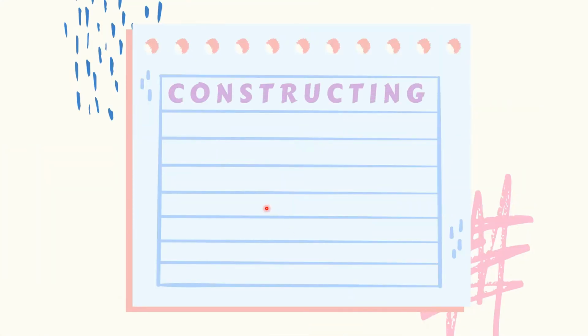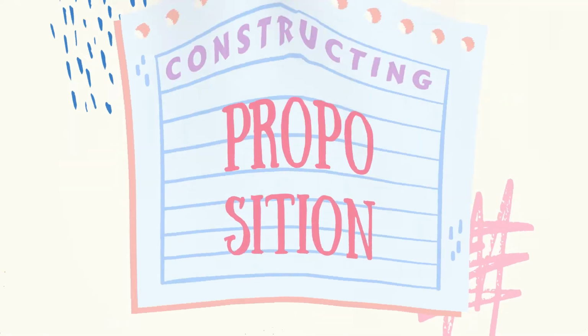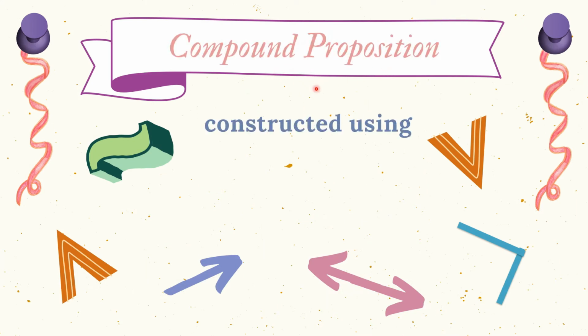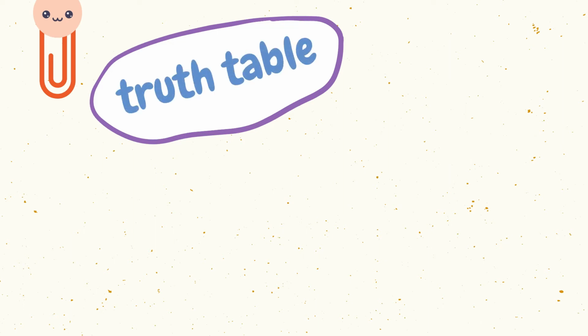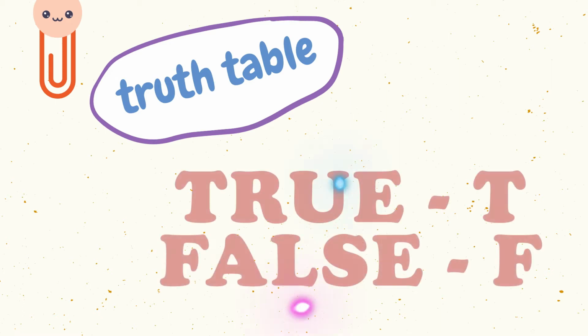Next topic is constructing propositions. Compound propositions are constructed using logical connectives or logical operators. The basic rules are needed to construct a truth table and look at some examples of truth tables to determine if a compound statement is true or false. True is denoted by T, false denoted by F. Also, a truth table has statements represented by a letter or variables.